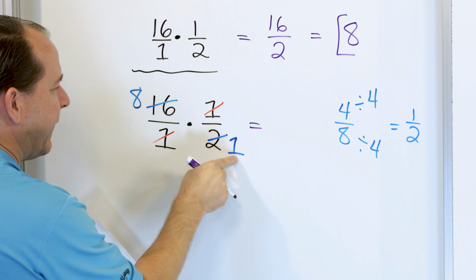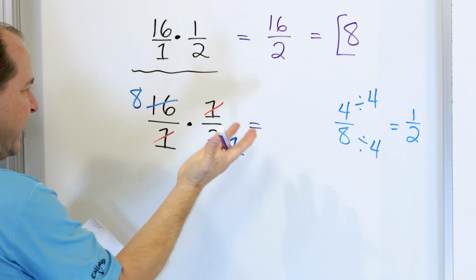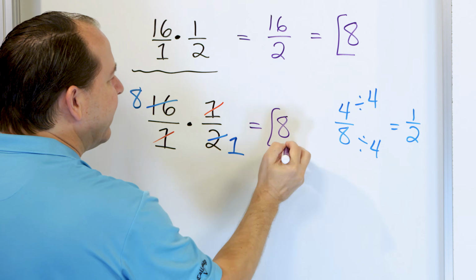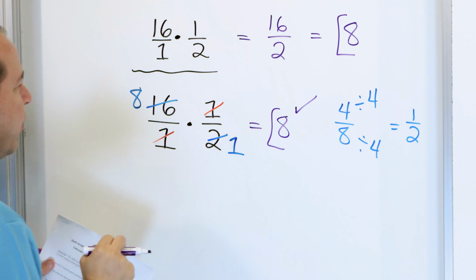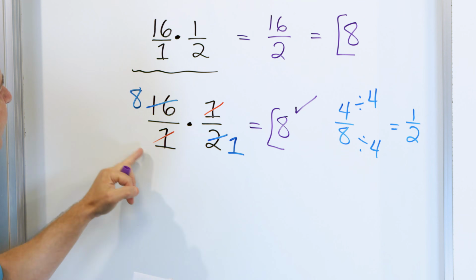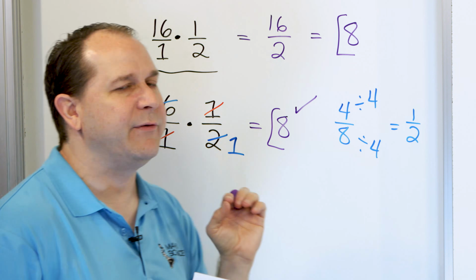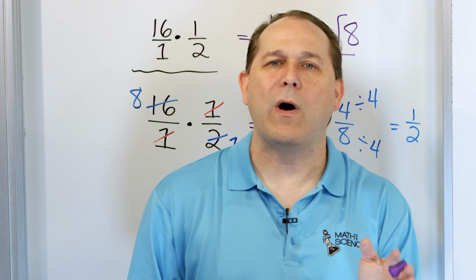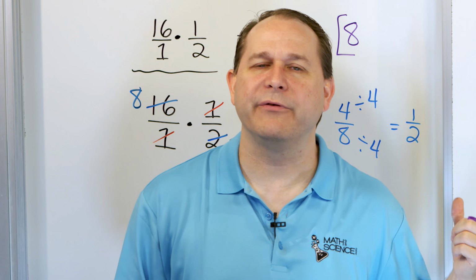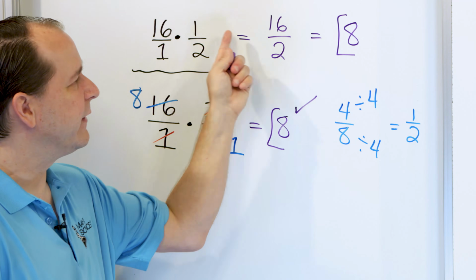So 8 divided by 1, because basically that's all that's left, is 8. And that's the answer. It's the same answer that I got before, but I did the pre-simplify. Instead of multiplying and then dividing at the end, I pre-simplified everything in the beginning, right? Now, why would you want to do that? For these numbers, it doesn't matter. It's easy to do it the regular way.